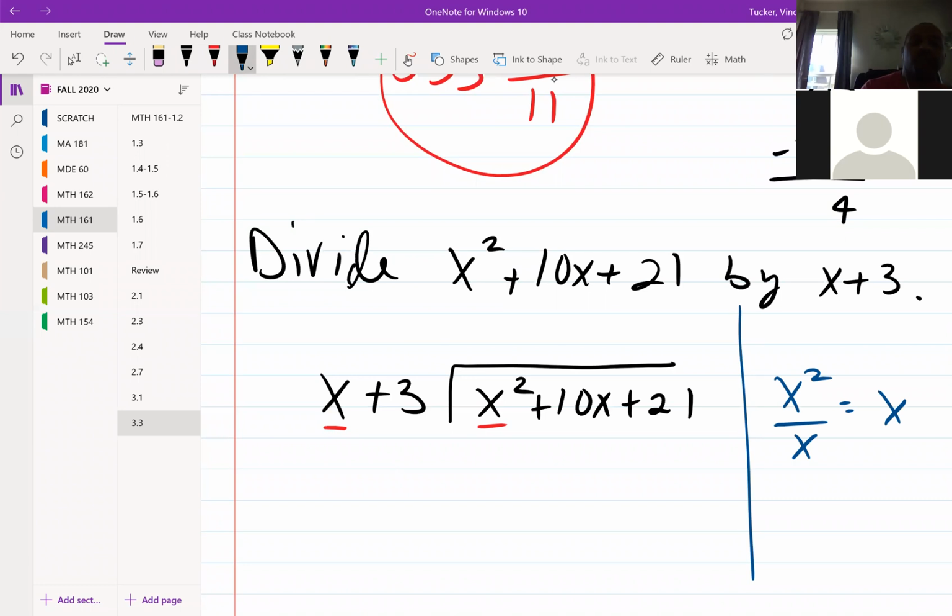So what you're asking yourself is what times x will give me x squared? And of course, that'll be x. So you can either look at it that way or go ahead and divide that out. We're only looking at the first term. That's what's going to dictate what goes on the top as a part of our answer, our quotient. What times x will give me x squared? All right, and that, as I said, is x. You normally line it up over the same degree of x. So x will go over the 10x.